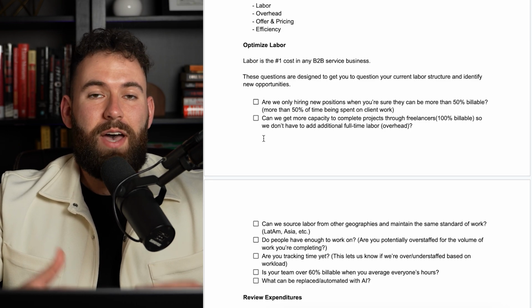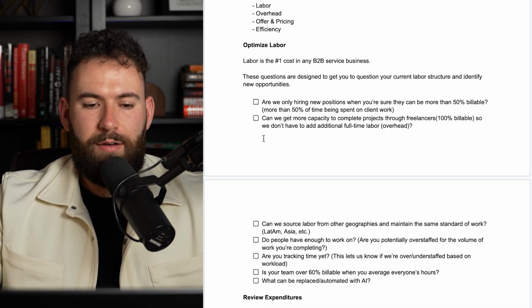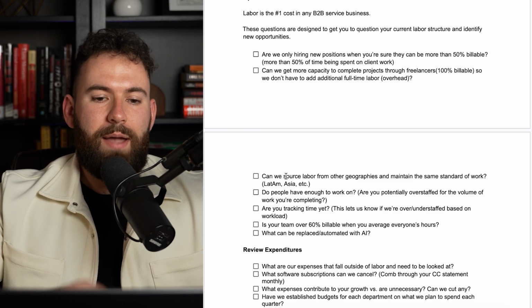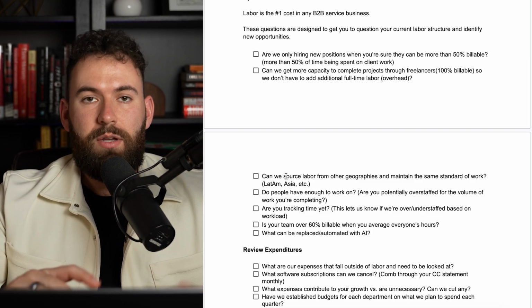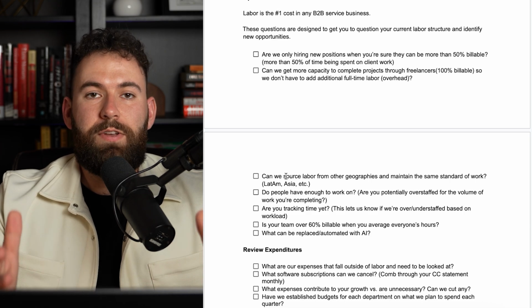Now, understand that labor is by far the number one cost in any service-based B2B business, any agency, any consulting firm. So these questions are going to prompt you to question your current labor structure and identify new potential opportunities to save more profit. So a few rules of thumb that I go by: hiring new positions only when they can be over 50% billable. Now, what does 50% billable mean? This means well over half their time is spent completing client work. So you have billable time and you have non-billable time. And non-billable time is all of your internal meetings, your trainings, anything that's not client work, whereas billable hours are anything that is client work related.